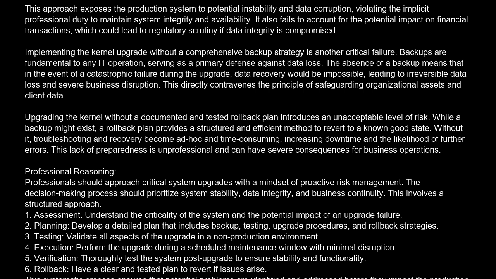Professionals should approach critical system upgrades with a mindset of proactive risk management. The decision-making process should prioritize system stability, data integrity, and business continuity. This involves a structured approach.